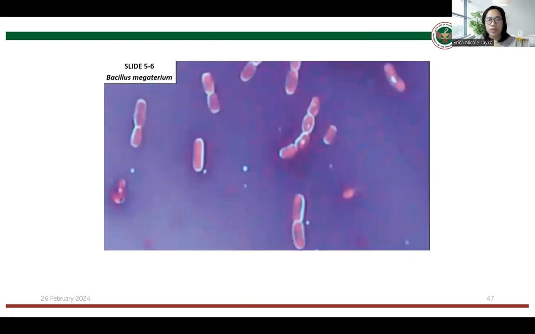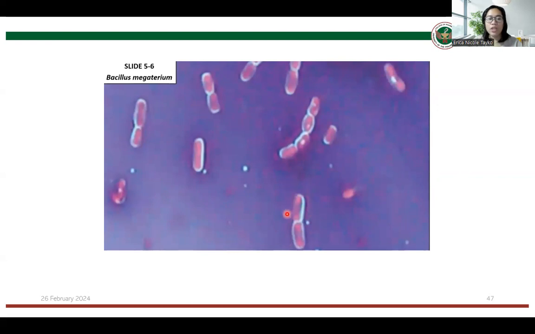Okay. So this is what your capsule staining under the microscope would look like. So as you can see, yung vegetative cells are violet in color. Tapos the outer portion, parang there seems to be a halo that is present around the bacterial cells. So now that is your capsule.